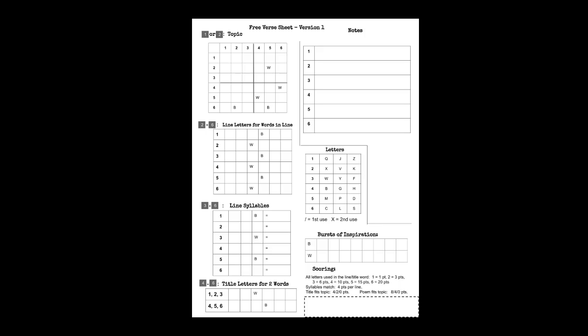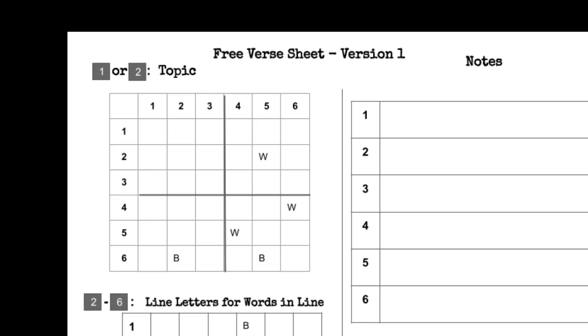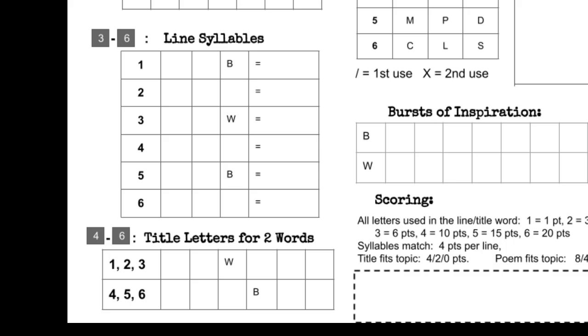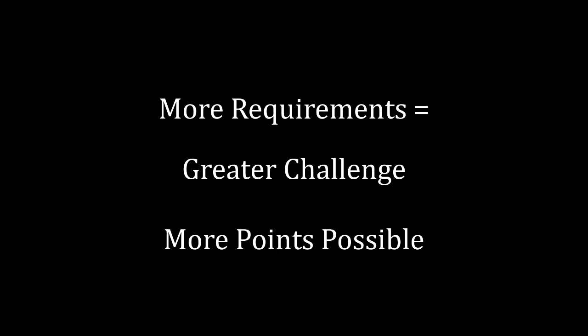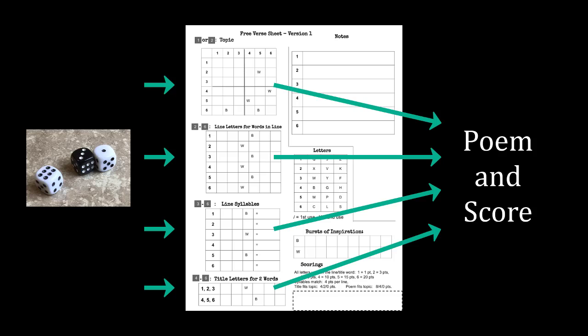In the random elements phase of Freeverse, players will use dice to fill in these 4 grids on the left of their player sheets. Each grid will give some requirements for the poem they'll be writing in the second phase. More requirements will be harder to meet, but they also can score more points. For this video, we'll look at how the dice are used in each grid. For it to make sense, we'll also talk about how each grid can affect your poem and your score.